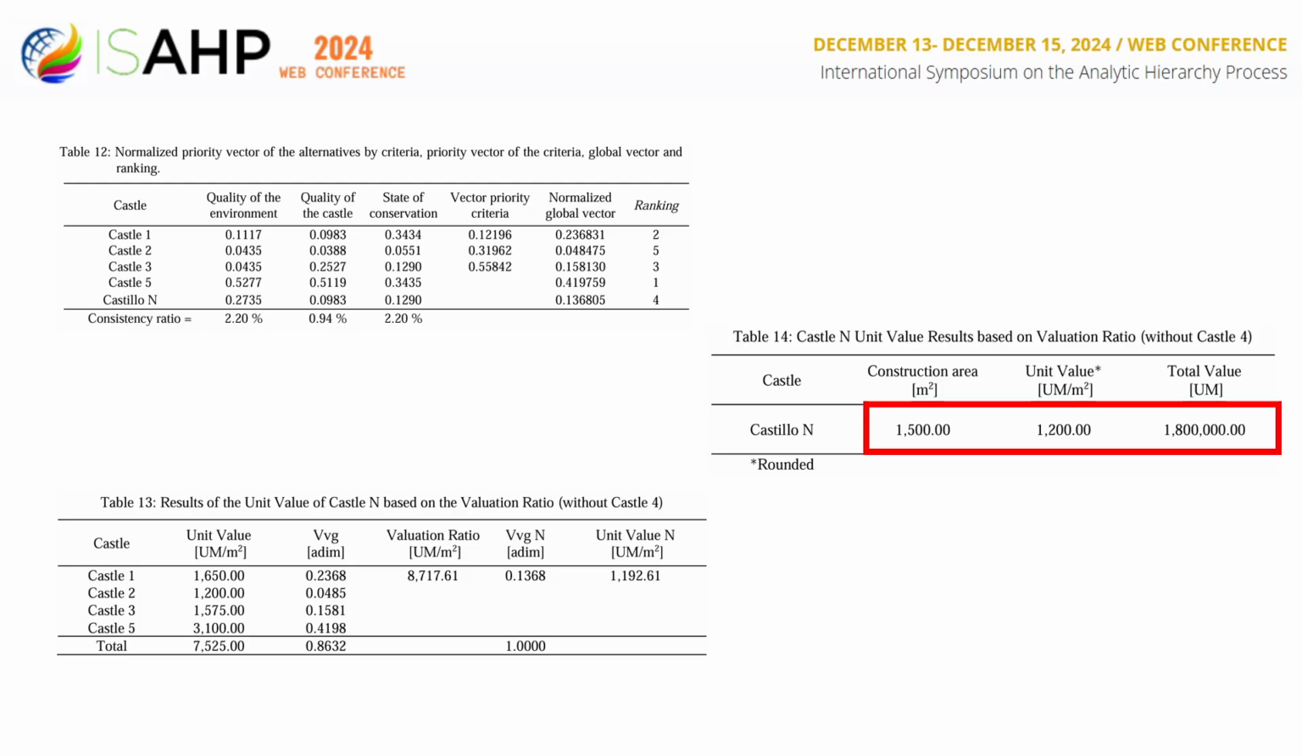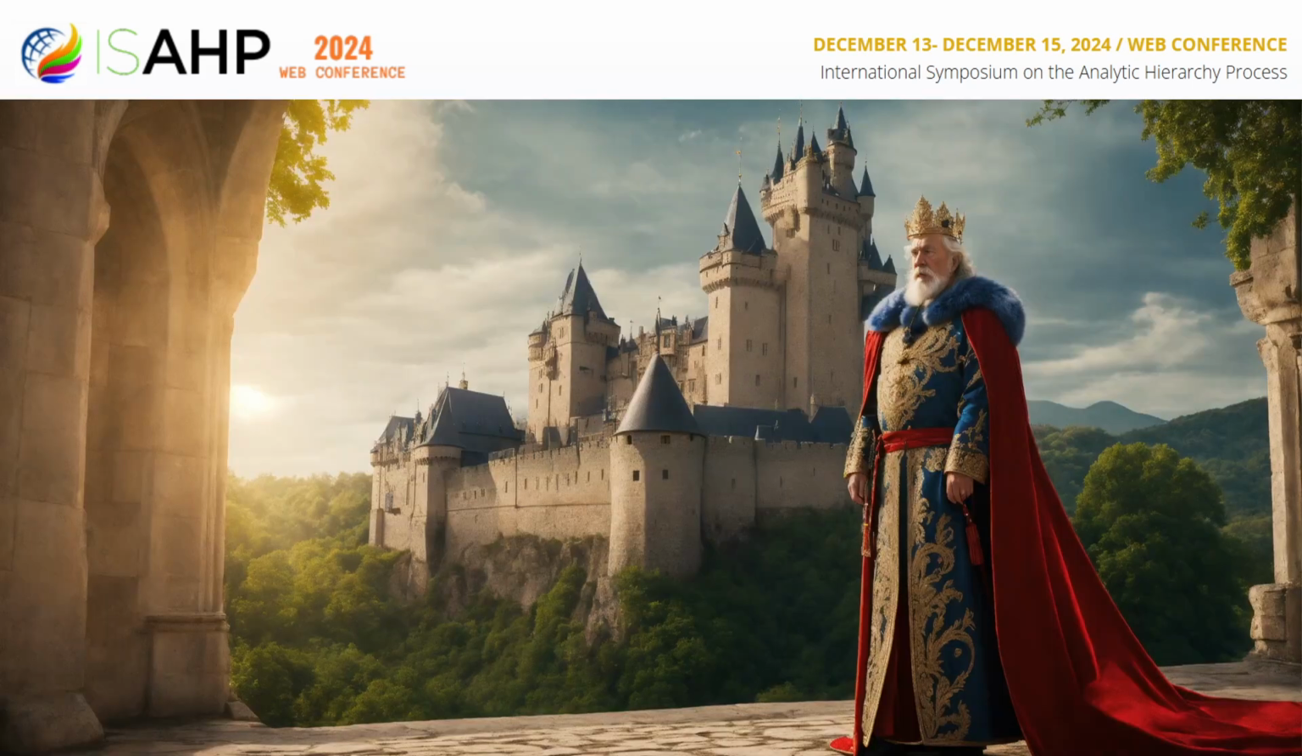The appraiser observes that the unit value is similar to that obtained with all the comparables, but does not dare to draw conclusions until the other case, considering one more alternative, Castle 6 with a land area of 25 hectares, construction area of 1,000 square meters, and a total price of 3 million monetary units. Include a new offer, the Castle 6.